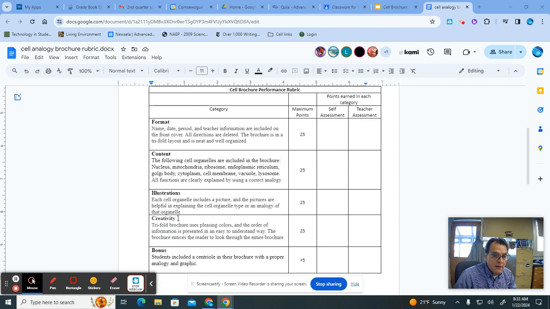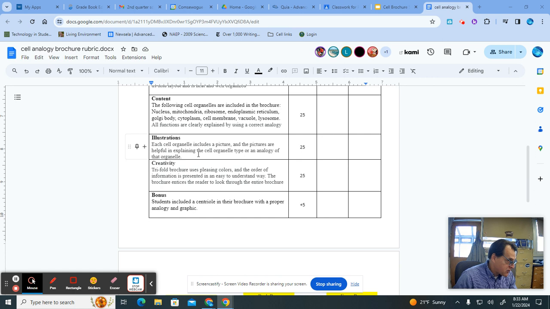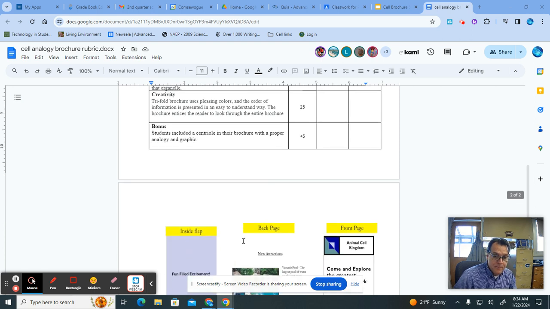Illustrations, each of the analogies has to have some kind of a picture. The picture can be of the cell part or of the thing you're comparing the cell part to. And use good coloring. It's presented in an easy to understand way, and your brochure is enticing. It's selling something. It's selling the place you want people to go to. And you get a 5-point bonus if you include the centriole.